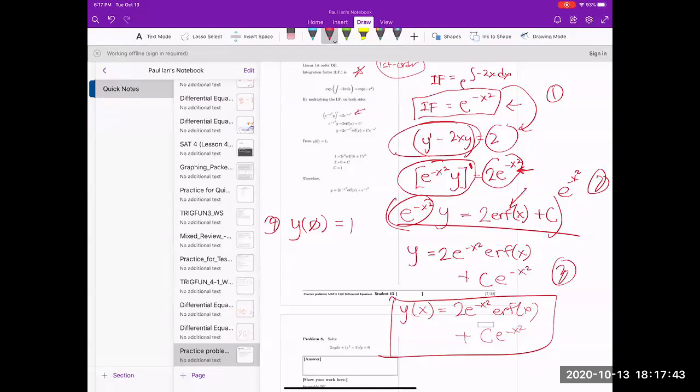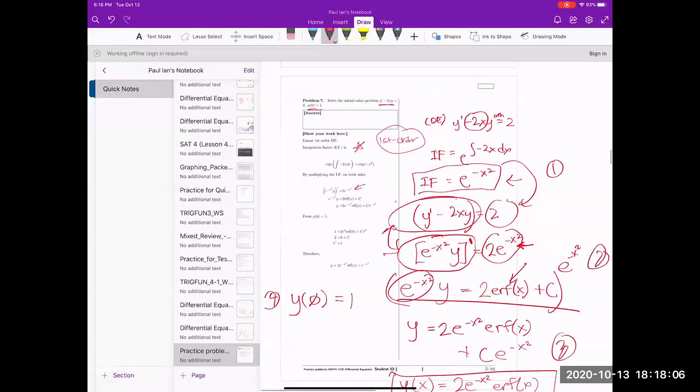How did you get that at the very top? I understand the integrating factor itself, but how did you get the y prime minus 2xy? This part right here, from here to here. Okay, this is the original equation. This right here is the original equation that we have. That's the left-hand side. Okay. And then your y prime.